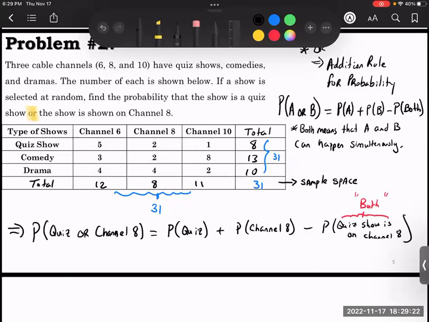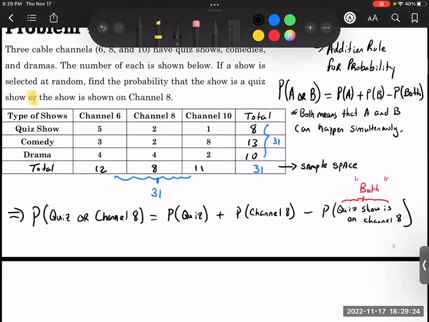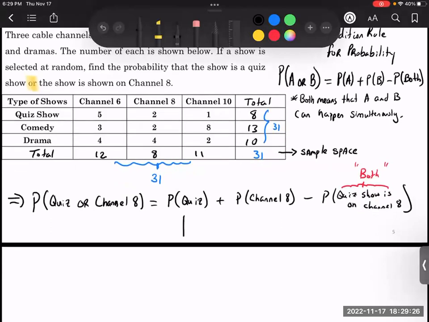Okay. So we find all these individual probabilities. Let's look at the probability of getting a quiz show. Well, again, how many quiz shows were there? 8. And how many total shows do we have? 31. So we write it as a probability. The probability would be 8/31. There you go. What about channel 8? How many shows were on channel 8?